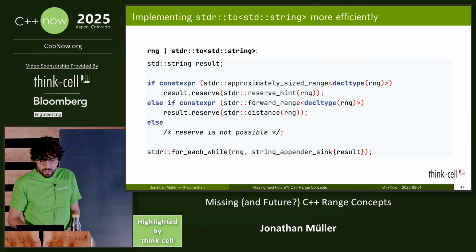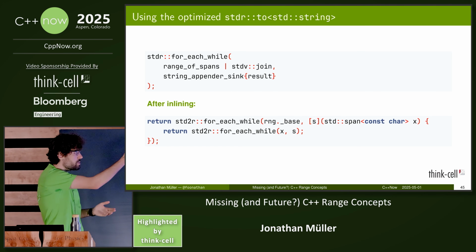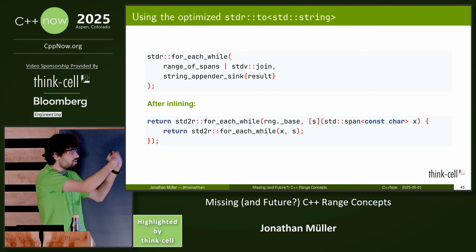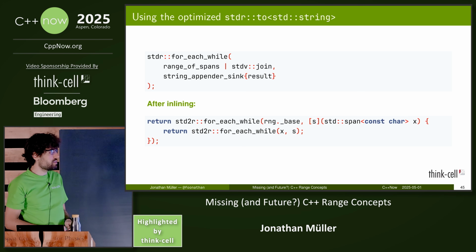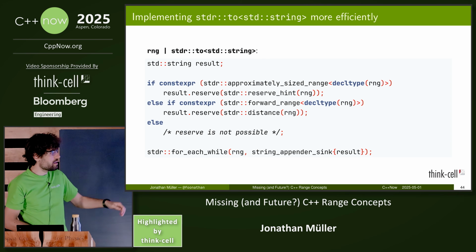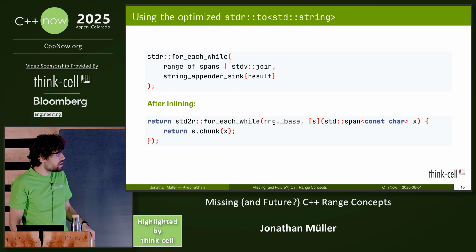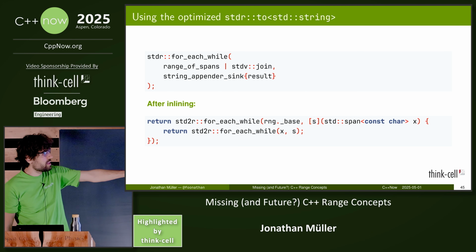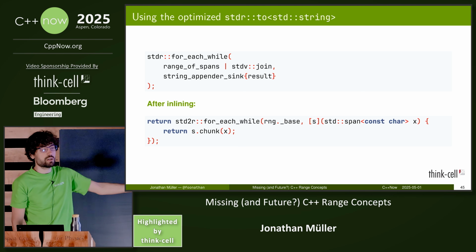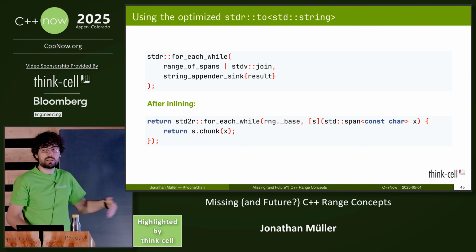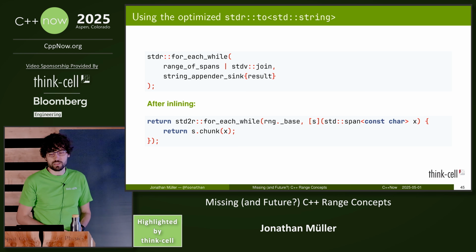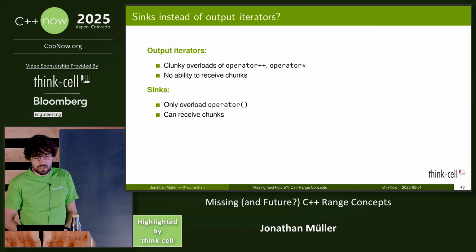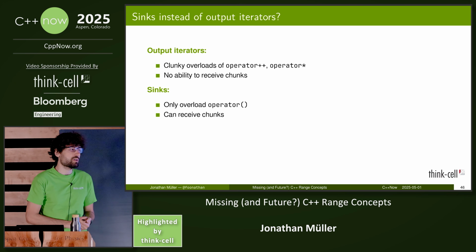So what we have is a range of spans, and we join it using the string appender sink. After inlining, this turns into the two nested for each whiles of the join. And then the inner one is a span. The string appender knows how to handle the span, so we just call chunk. And this gives the entire sink the opportunity to get the chunk and process it using append instead of going character by character. So sinks really are the better output iterators, right?